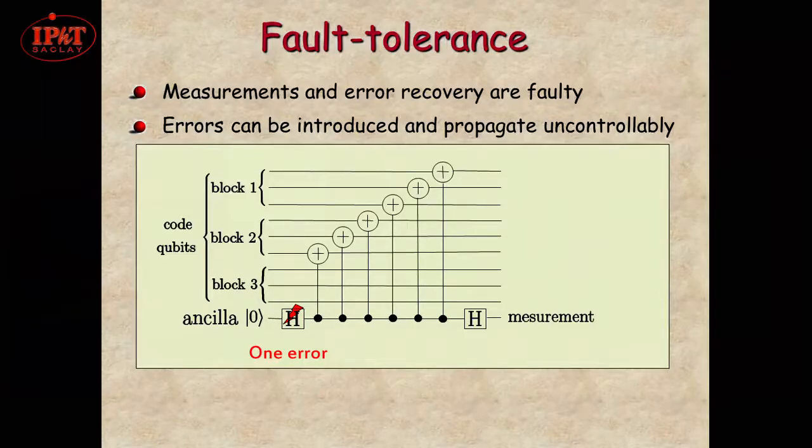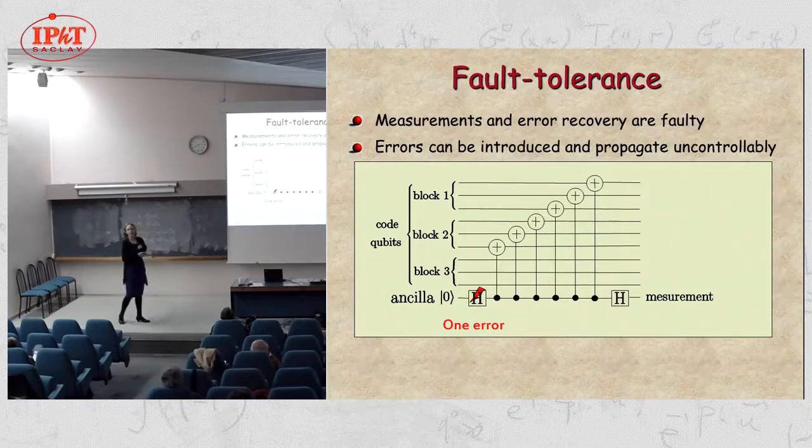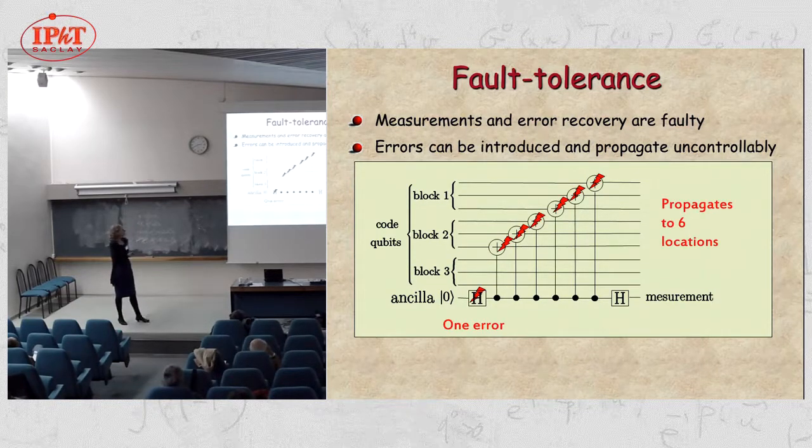So how have people dealt with this? For instance, here, if you have one error here, it would propagate to all of these 6 qubits and completely destroy the quantum state. So that's not a good situation, and we need to apply principles of fault tolerance. And luckily, there is a classical theory of fault tolerance going even back to von Neumann or even earlier than that.